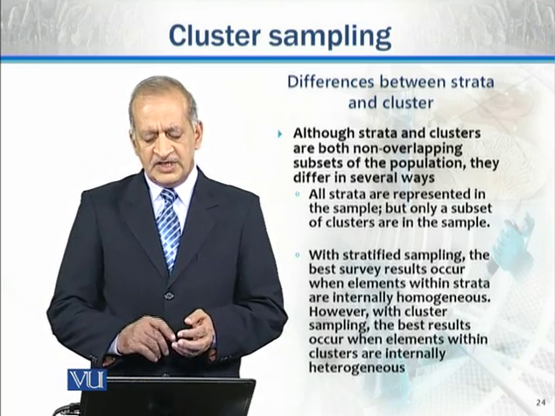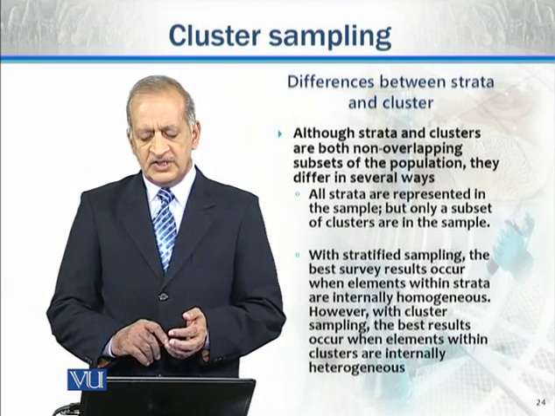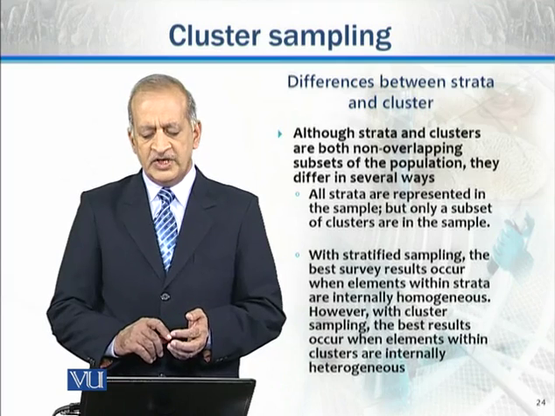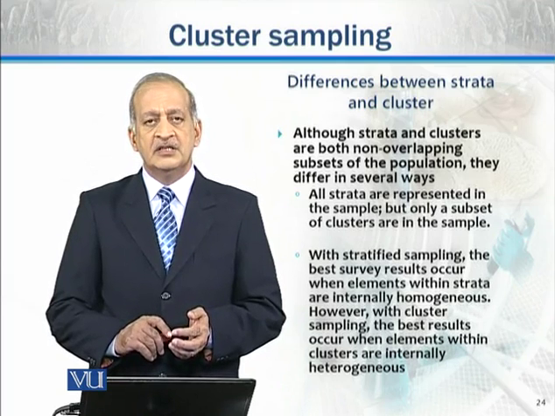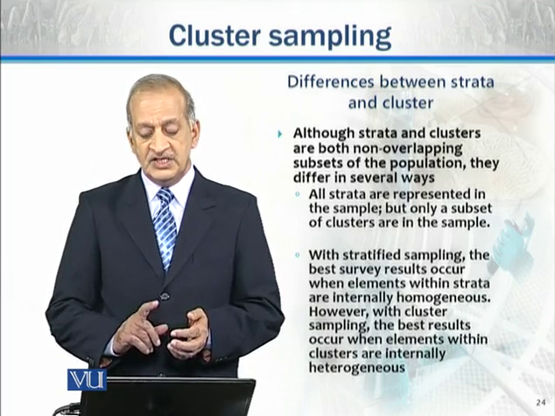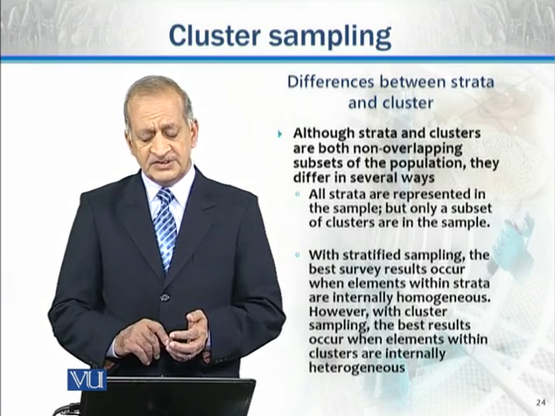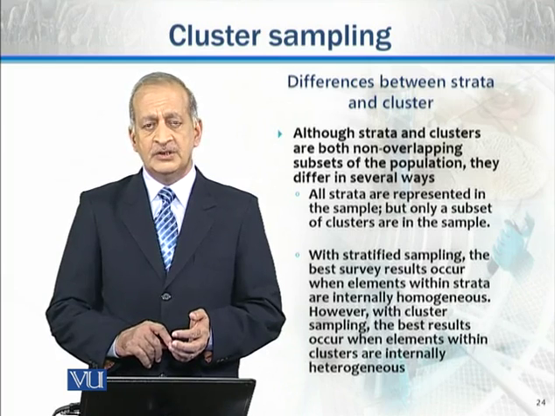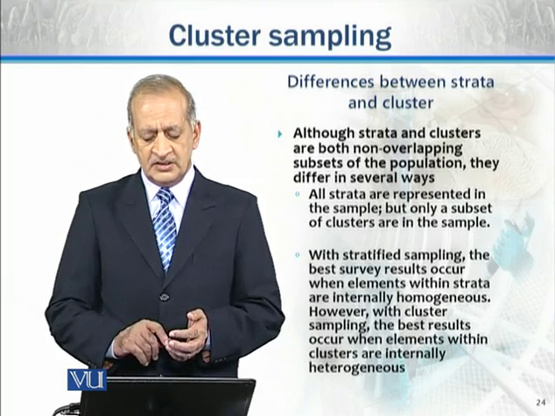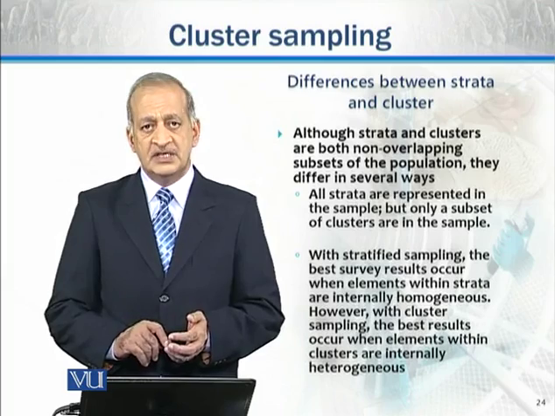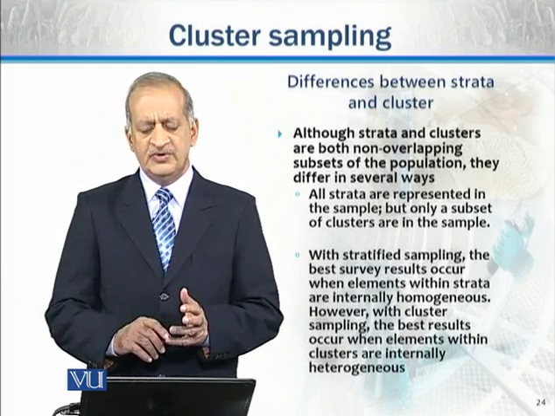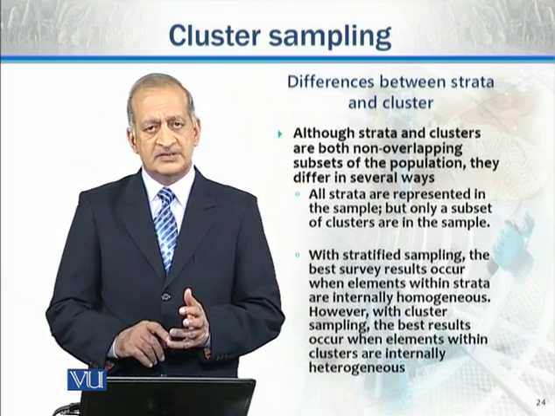Similarly, with strata sampling, the best survey results occur when elements within strata are homogeneous internally, while for cluster sampling, the best results are obtained when they are heterogeneous internally. So there are some differences between strata and cluster sampling.